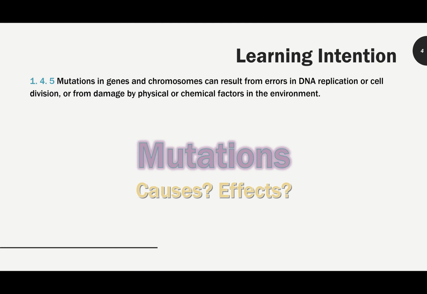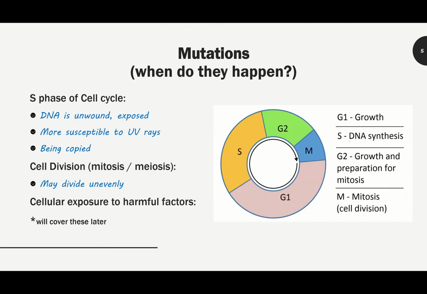The learning intention 1.4.5. Mutations in genes and chromosomes can result from errors in DNA replication or cell division, or from damage by physical or chemical factors in the environment. Let's move on. Mutations, when do they happen? Well, it usually happens during the S phase of the cell cycle, and that is the phase where DNA is synthesized, S for DNA synthesis.